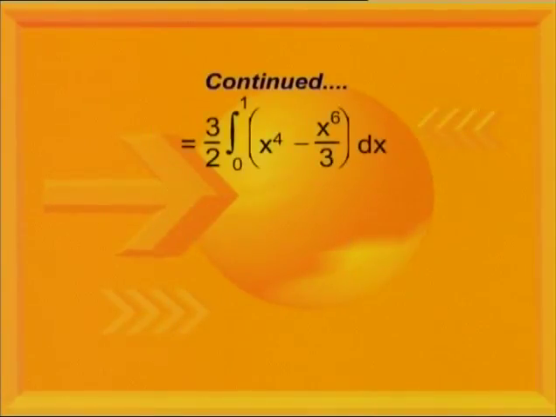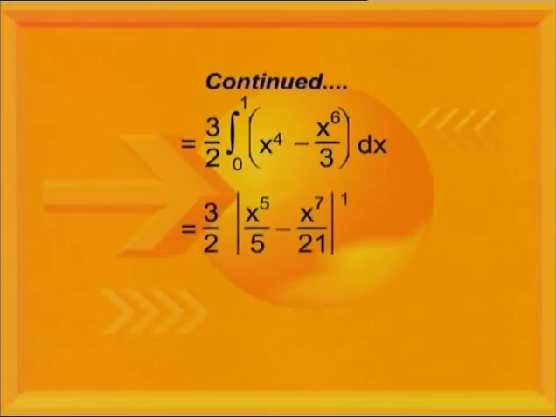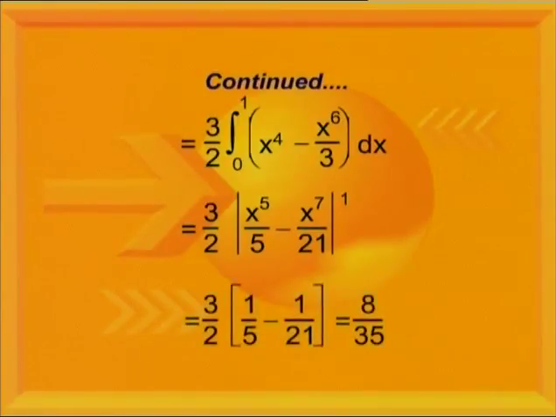After substituting these limits for y, we get 3/2 times the integration of x⁴ - x⁶/3, integrating with respect to x between the limits x = 0 to 1. We get 3/2 times (x⁵/5 - x⁷/21), with limits for x from 0 to 1, and after substituting these limits, our ultimate result is 8/35.